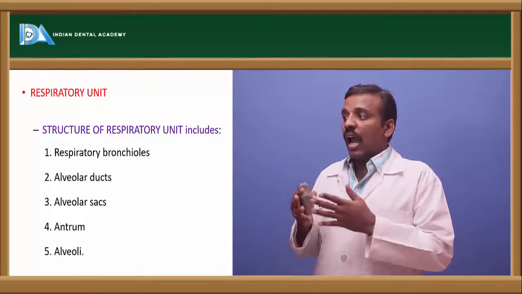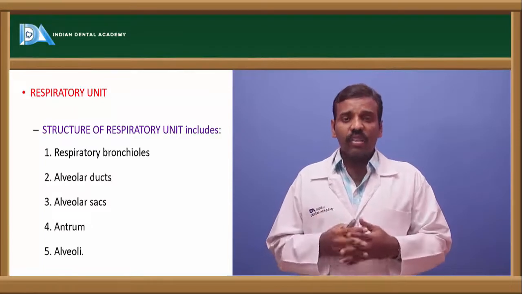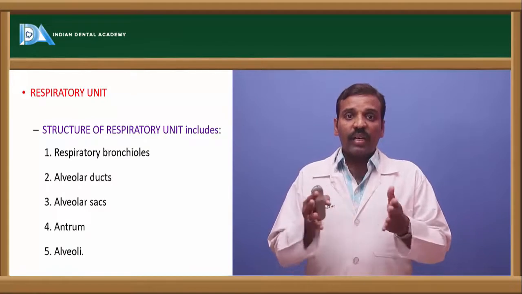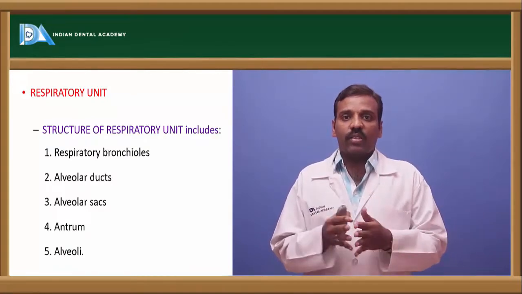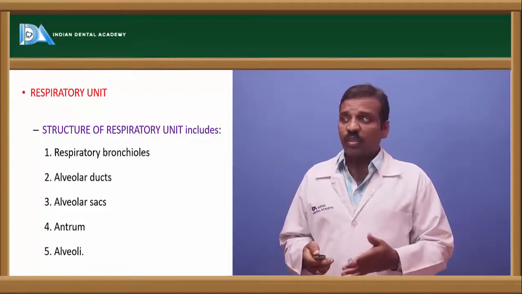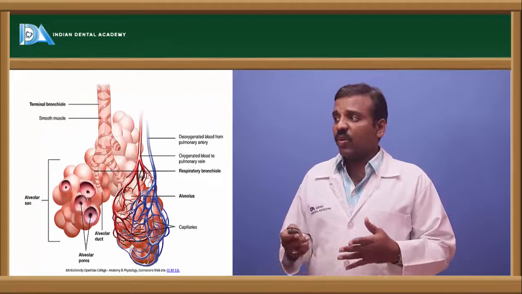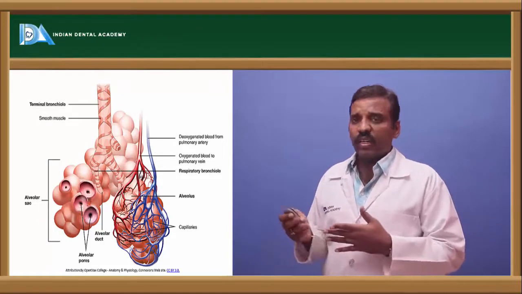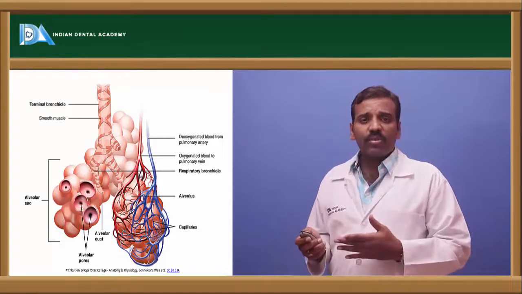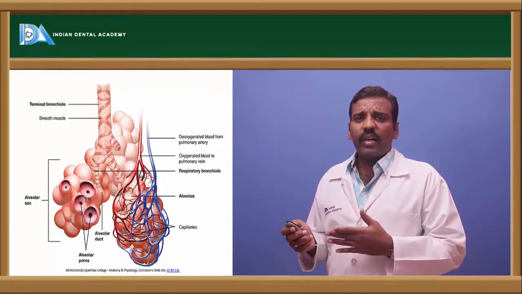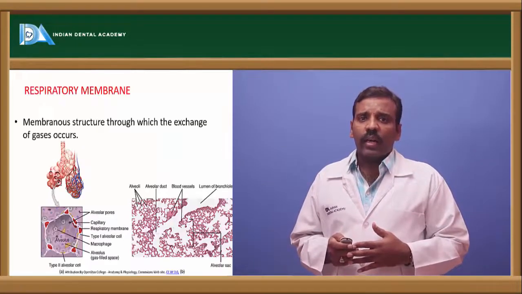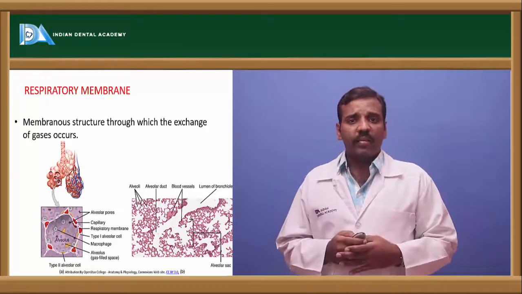Next are the atrium and alveoli. Alveoli are where the gases are separated, divided into oxygen, carbon dioxide, nitrogen and so on. That is the respiratory unit. If you see this diagram, we will come to know about the terminal bronchioles, alveolar sacs, atrium, alveoli and all the structures.